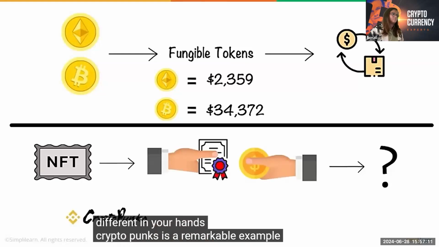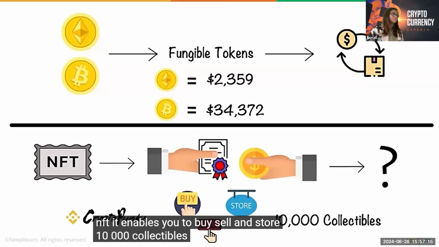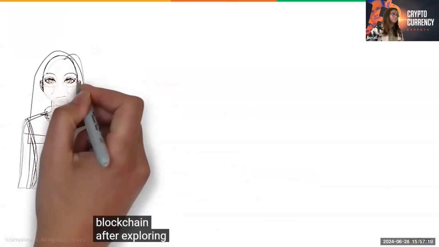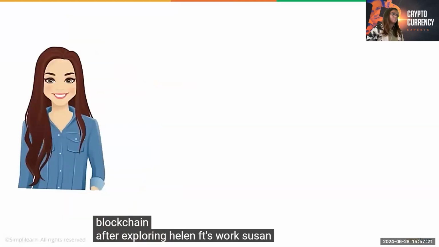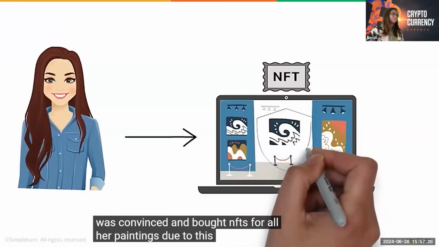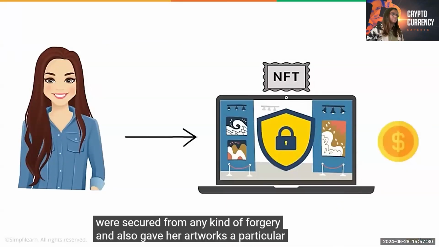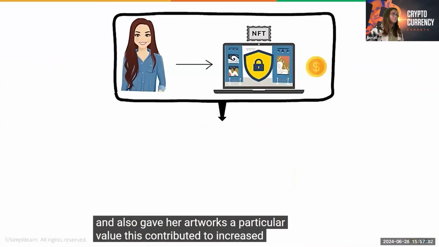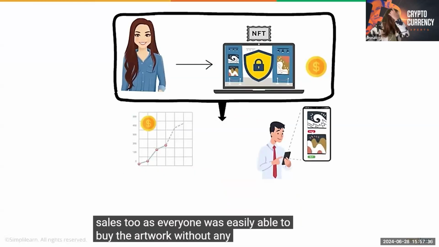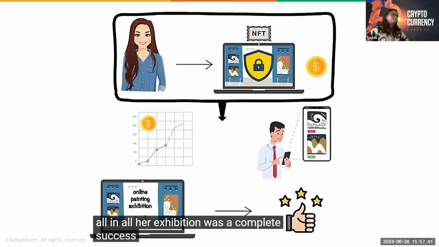CryptoPunks is a remarkable example of NFT. It enables you to buy, sell, and store 10,000 collectibles with the proof of ownership being stored on the Ethereum blockchain. After exploring how NFTs work, Susan was convinced and bought NFTs for all her paintings. Due to this, her artworks were secured from any kind of forgery and also gave her artworks a particular value. This contributed to increased sales too, as everyone was easily able to buy the artwork without any fear. All in all, her exhibition was a complete success.